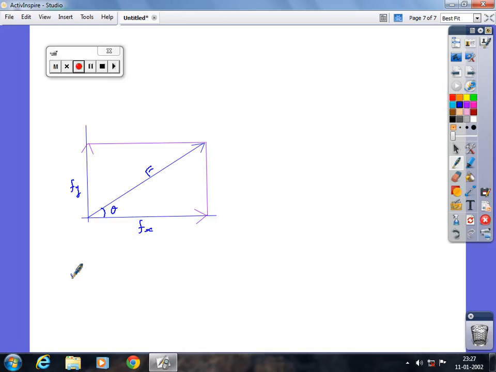Keep a full stop. Then you can just write, generally forces are resolved in two mutually perpendicular directions.